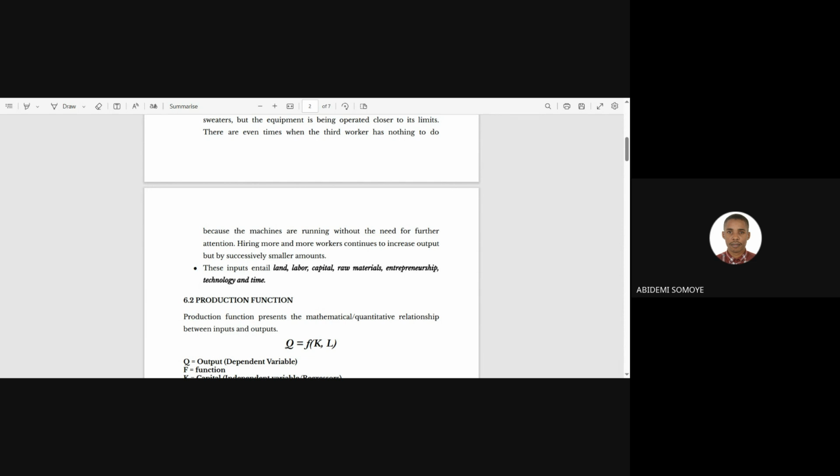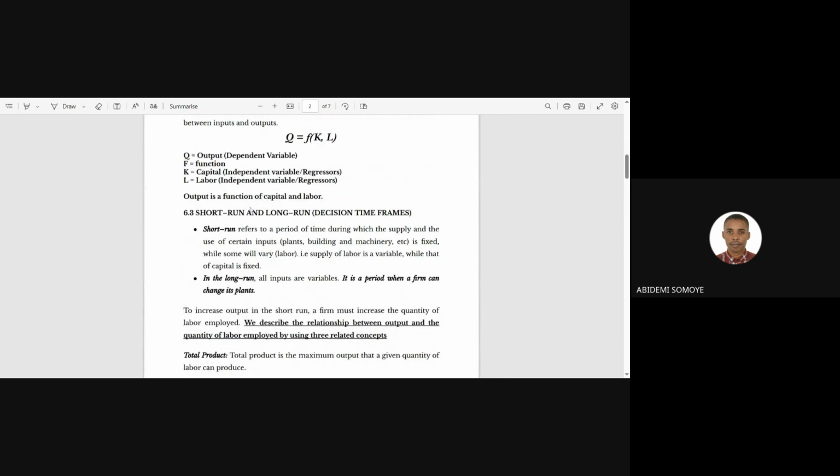All right, and that explains it here. It says short run and long run, and in brackets, that we usually refer to them as decision time frames. Short run refers to a period of time during which the supply and the use of certain inputs, plant, building, and machinery, is fixed, while some will vary. The supply of labor is variable, while that of capital is fixed. In the long run, all inputs are variable. It is a period when a firm can change its plans, just like I explained.